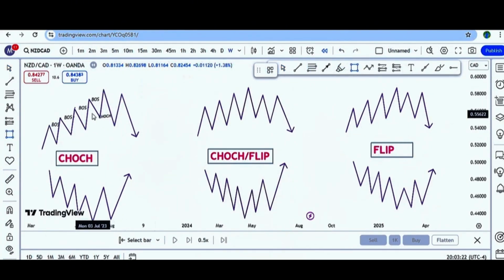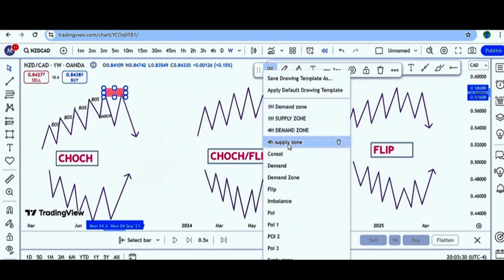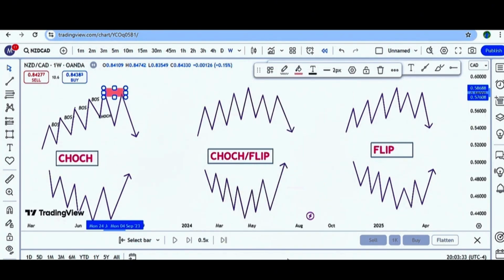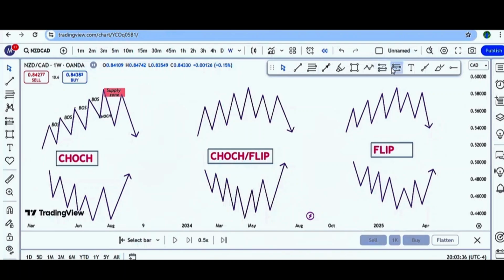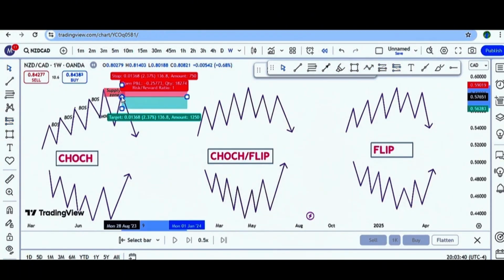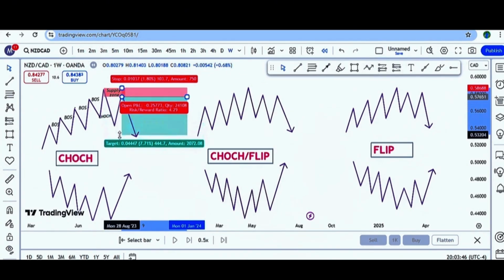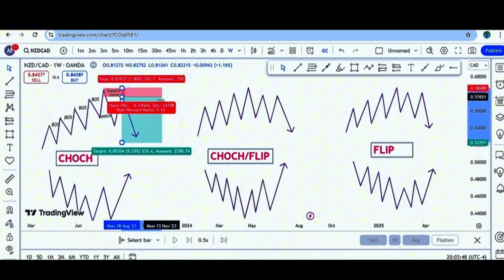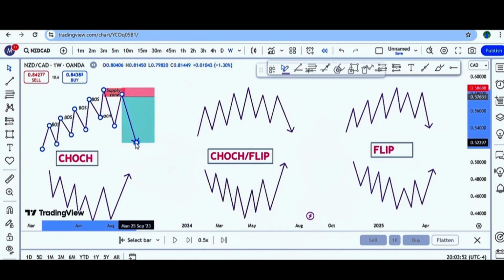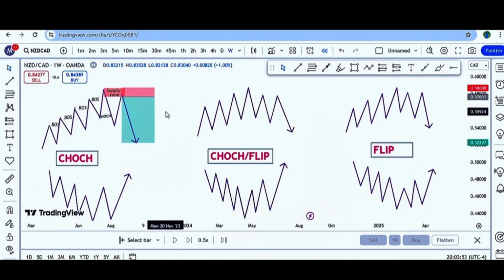The first one, which is choke, when it changes character, you come up here to mark your what? Supply zone, and initiate your trade. From here, put your stop loss over there, and take profit down there. Many traders use the first one.